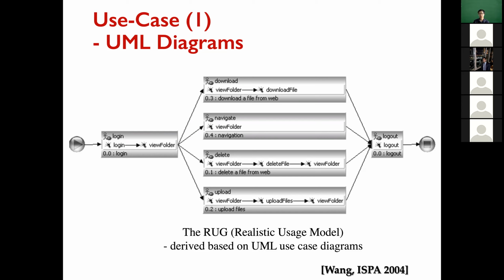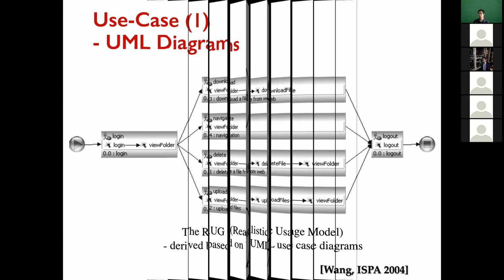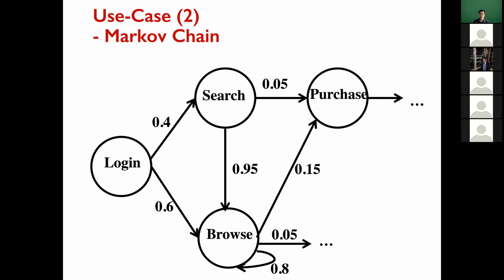Okay. Another one, maybe more common, is the Markov chain. What does it mean? The users first log in, and then they may do search or browse. For 40% of the cases, they do search, and for 60% of the cases, they do browsing. And after search, they may do purchase or browse. For 95% of the cases, they do browsing, and only for 5% of the cases, they do purchasing. So when we design our workloads, we need to randomly assign these actions based on these probabilities, okay?